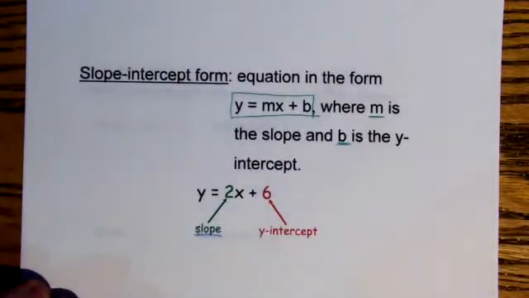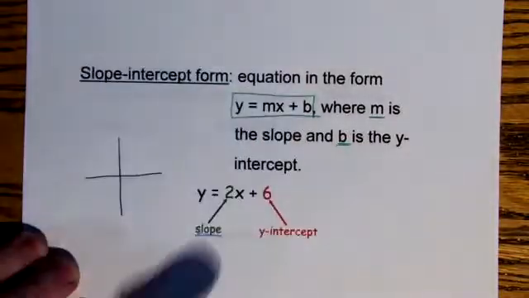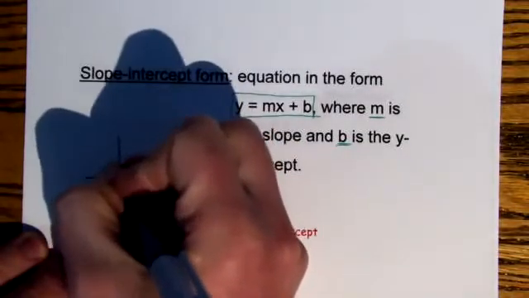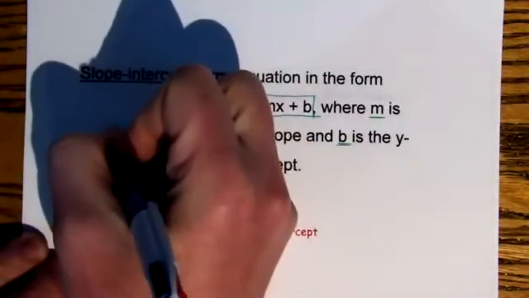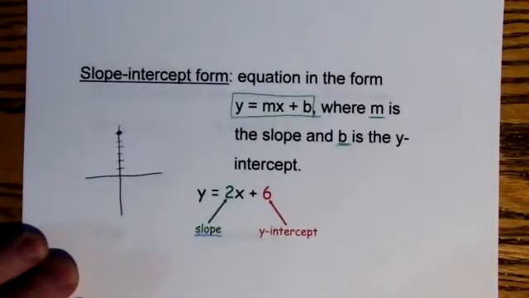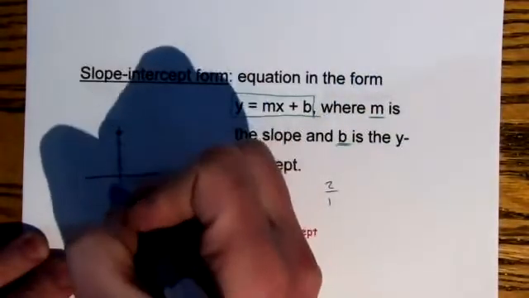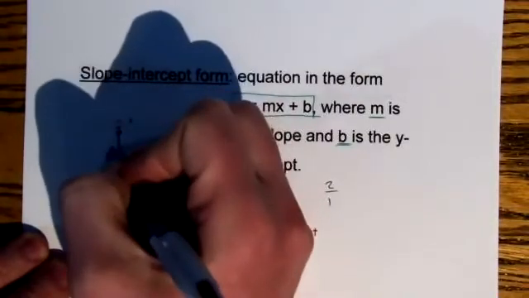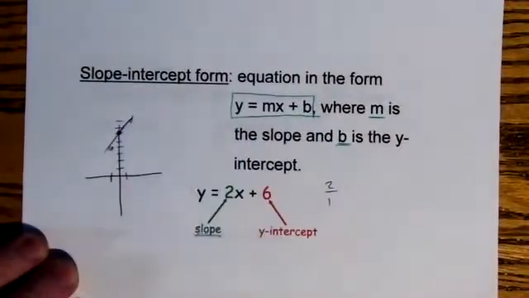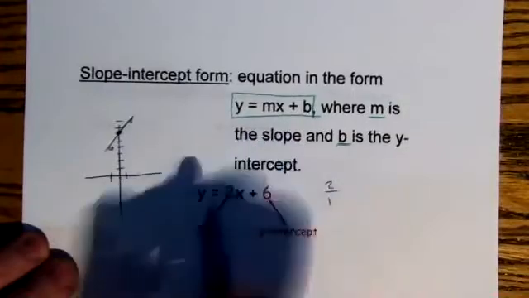To put a picture to it, this is our y-axis. If it has a y-intercept of 6, that means at the point (0, 6) there's a point. And a slope of 2 means our slope is 2 over 1. So it rises 2 and goes right 1, or it can go down 2 and left 1. So this equation creates the line. The y-intercept is 6, and it has a slope of 2. That's what this equation tells you.